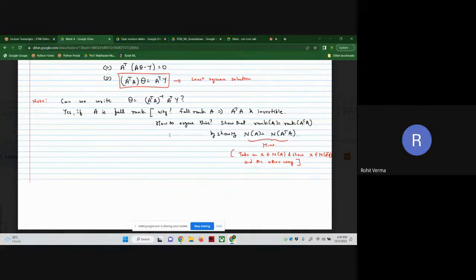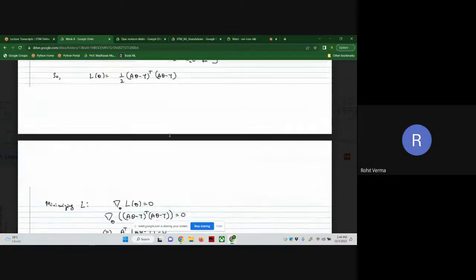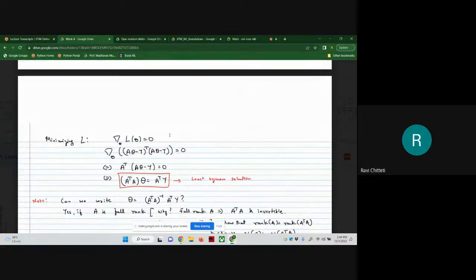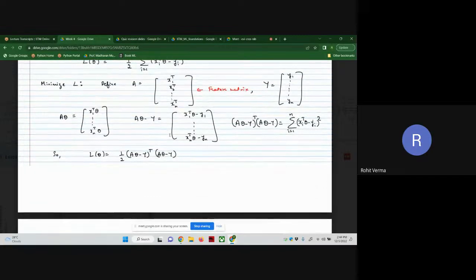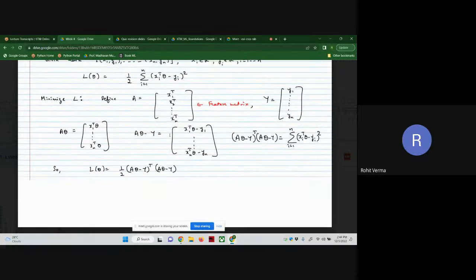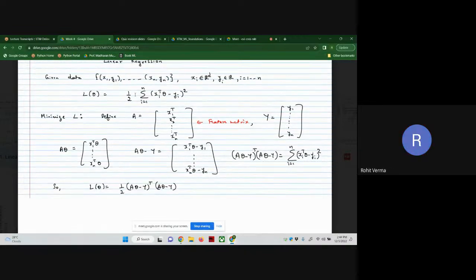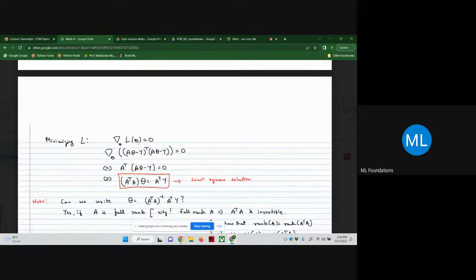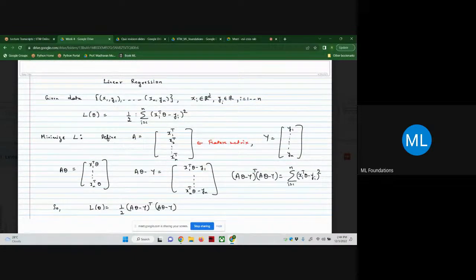Sir, I have a question. L of theta, the error, is half of A theta minus y transpose A theta minus y. So in the above formula, L theta is half of the summation of this term up to n. This half is just taken to eliminate a value when differentiating. You need not worry about this half part.